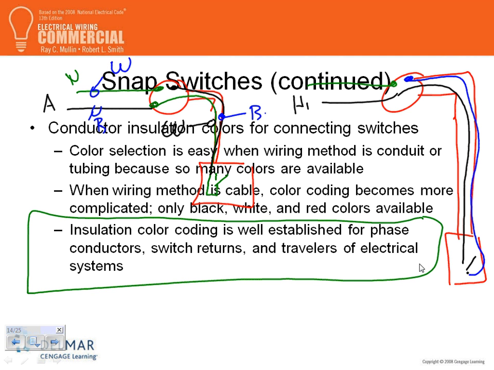Both the black and the white are hot. So why does that do? Because that's what the code says. You don't want to end up with two whites at the fixture. That's what it is in residential.